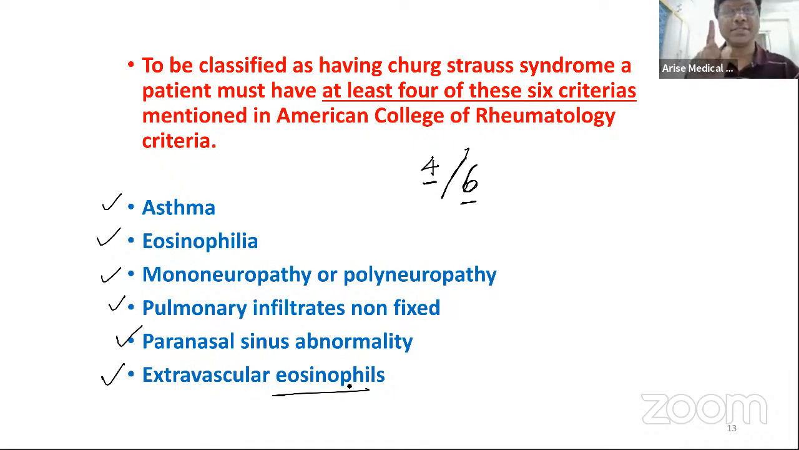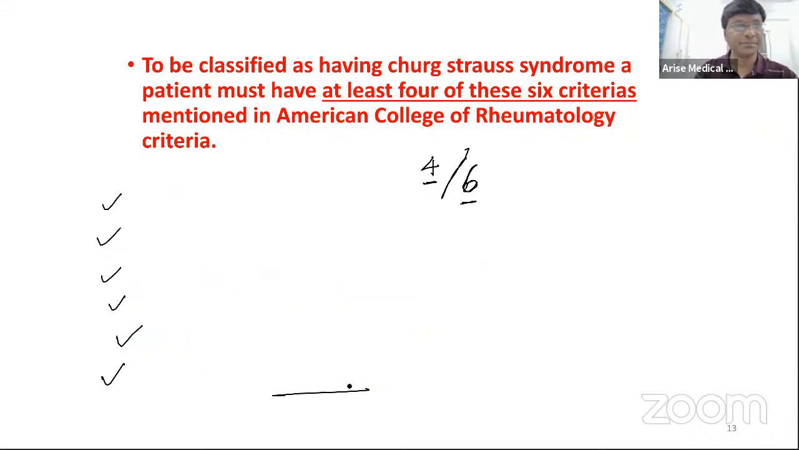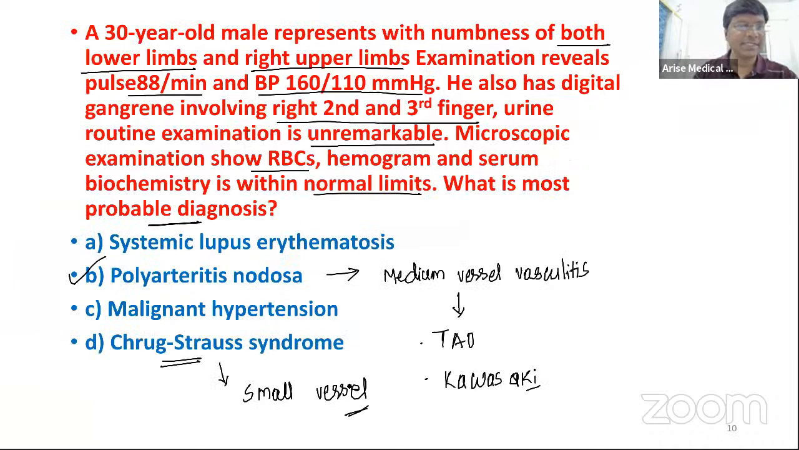So always remember, in Churg-Strauss syndrome, asthma and elevated eosinophil count will definitely be there in your clinical question if the question is related to Churg-Strauss syndrome. So these are the 6 features according to the American College of Rheumatology, and out of these 6 features, 4 should definitely be there. So that is about Churg-Strauss syndrome. And so in this clinical question, what is the answer now? The answer is polyarteritis nodosa. All right? Next.